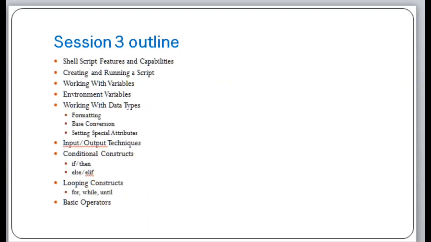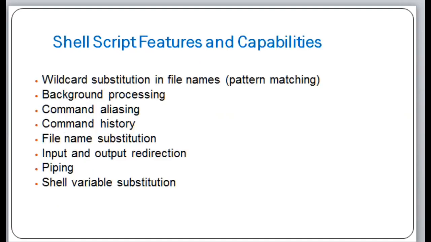Today, we'll be going over shell script features and capabilities, creating and running a script, working with variables, environmental variables, working with data types such as formatting, base conversion, and setting special attributes, and input-output techniques, conditional constructs such as if-then and else-if, looping constructs such as for, while, until, and basic operators. Let's go and get started with some shell script features and capabilities.